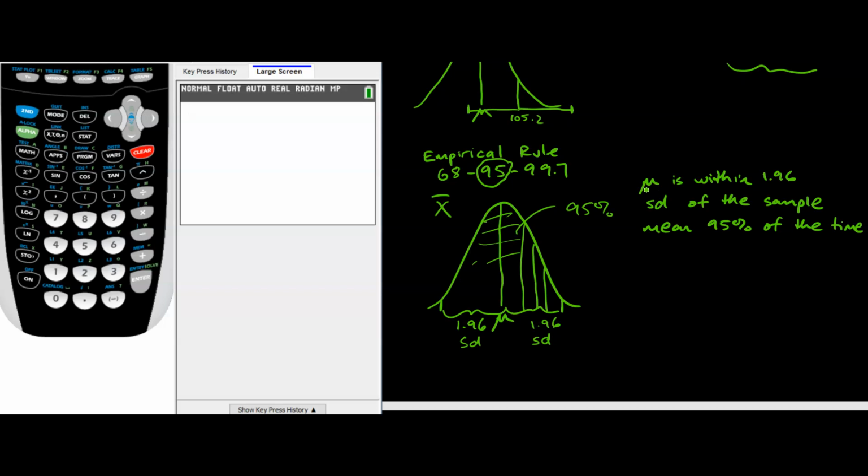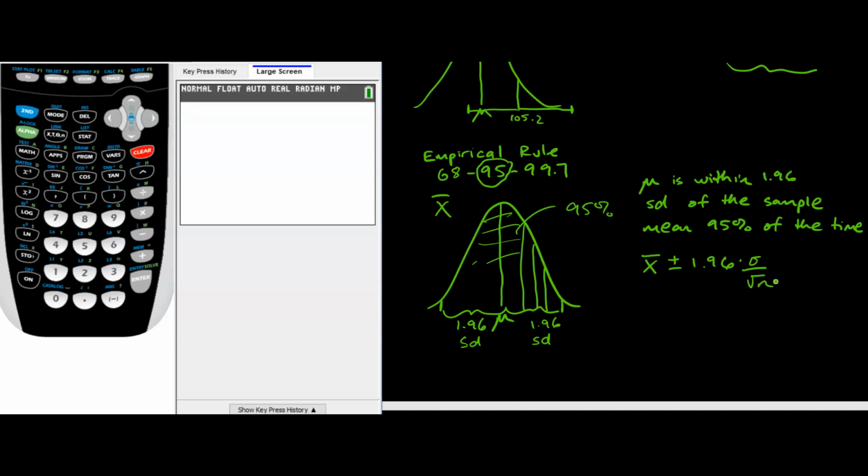Well, to say that mu is within 1.96 standard deviations of the sample mean, we start with the sample mean, which is x bar, and we add and subtract 1.96 standard deviations in this distribution from it. And so the standard deviation in the distribution of sample means is sigma divided by the square root of n.